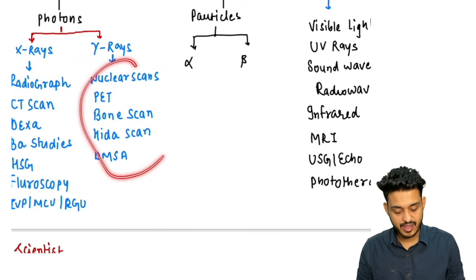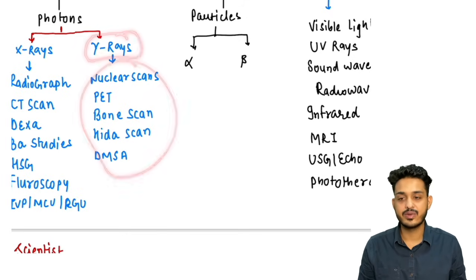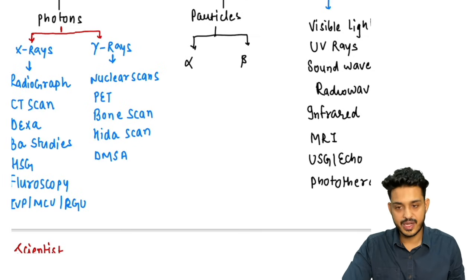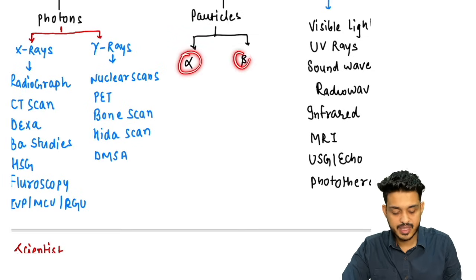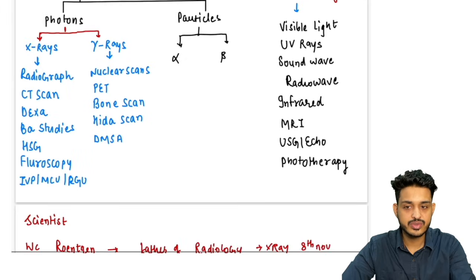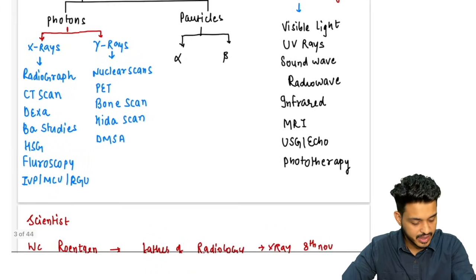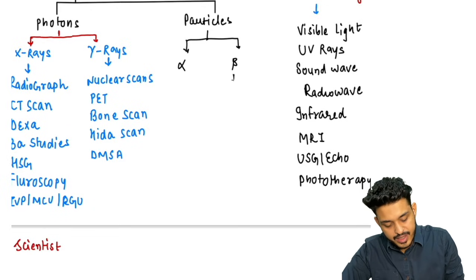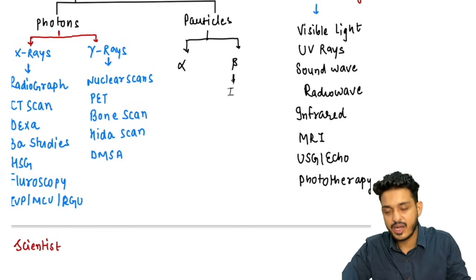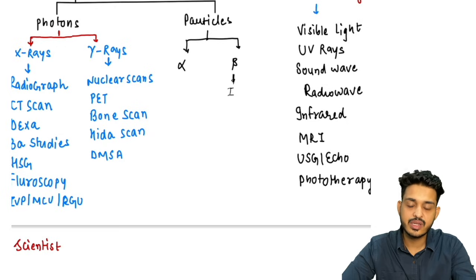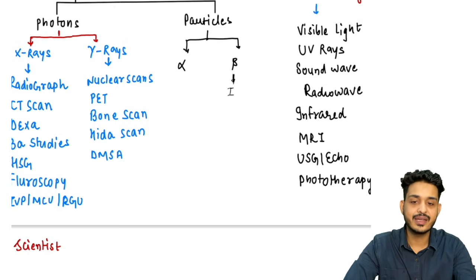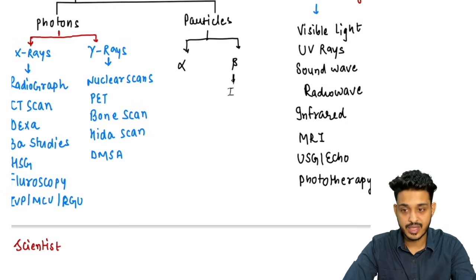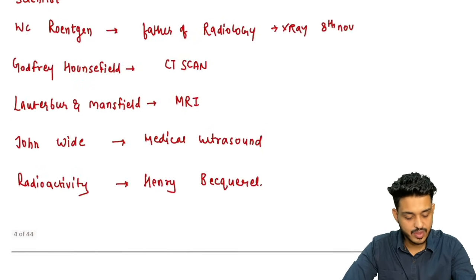All these scans are going to utilize which rays? Very good, gamma rays. Then we have alpha and beta particles. These particles we are not using very commonly in the identification of things. Beta rays will be emitted by the iodine radioisotope that we are giving to destroy the gland. This is going to cause the release of radioisotopes, so this is going to release beta rays.